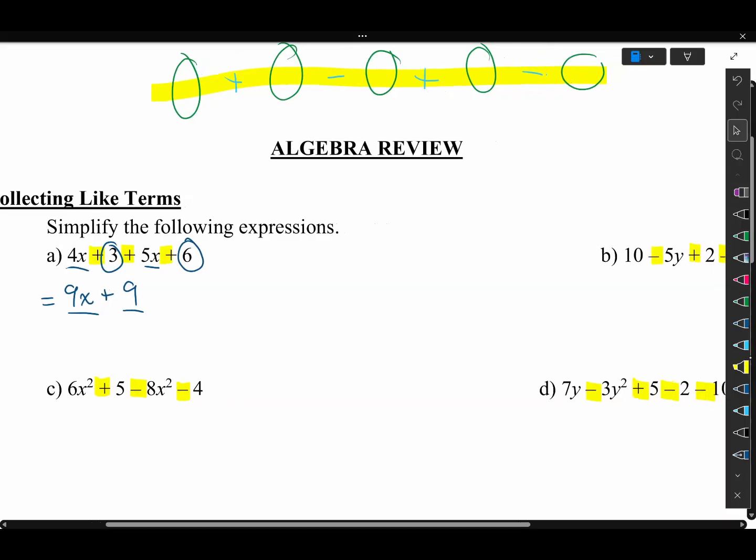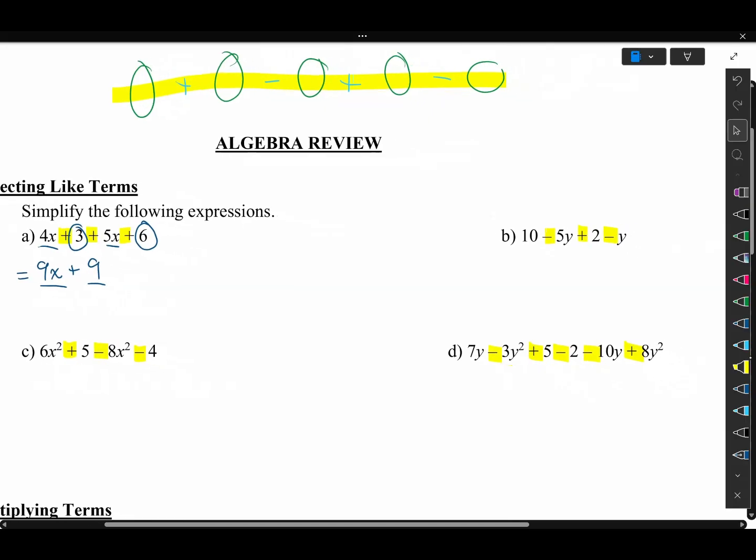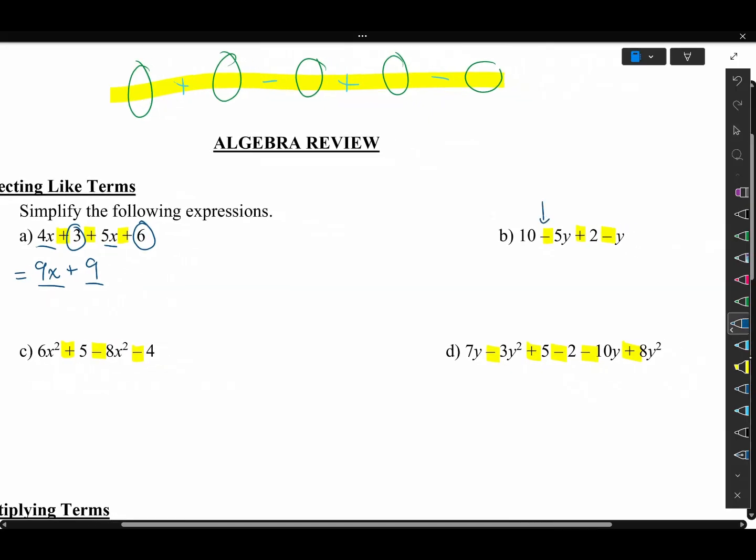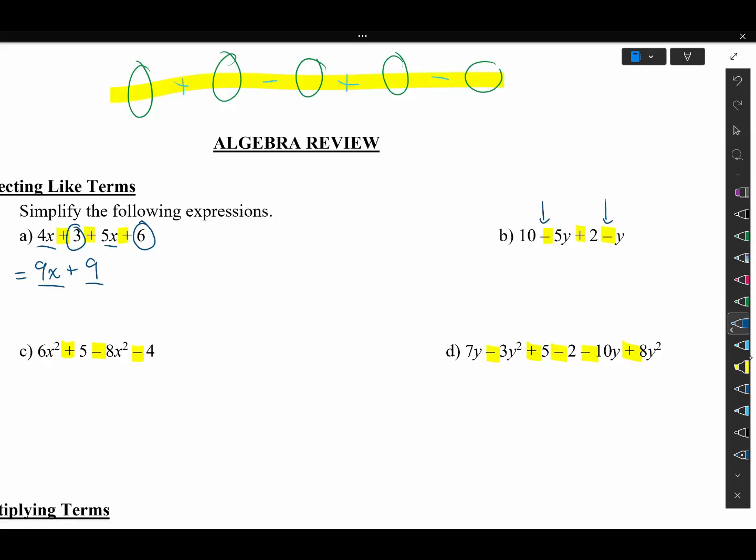Now, the next piece we're going to focus on is what happens if there are negative signs that we're working with. So first, again, we'll go through the same process. I see a 10 right here. There are no variables. Are there any other terms that have no variables? Yes, there's one. And then I'm looking, okay, my next term has a 5y. I'm looking for any other terms that have a y. Hey, there's one at the end.